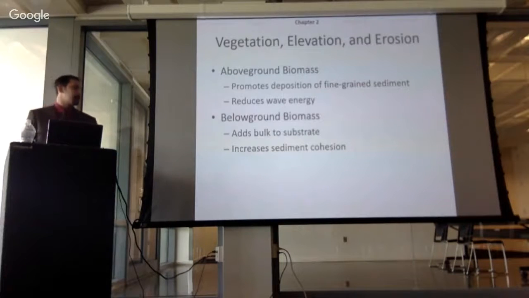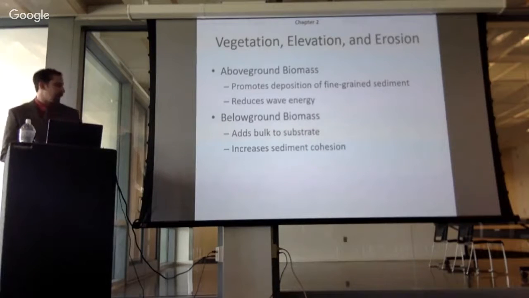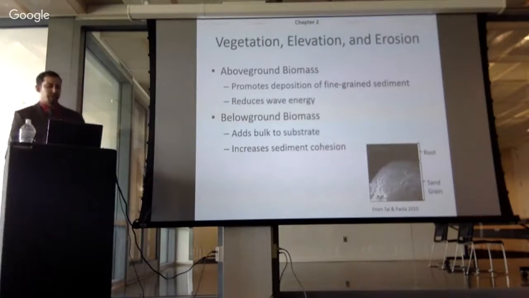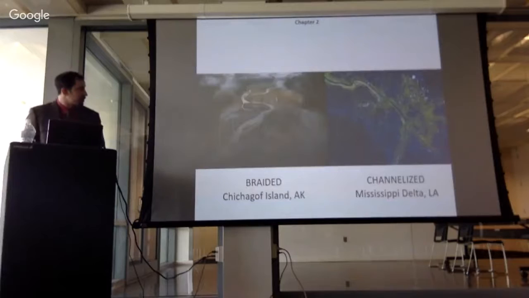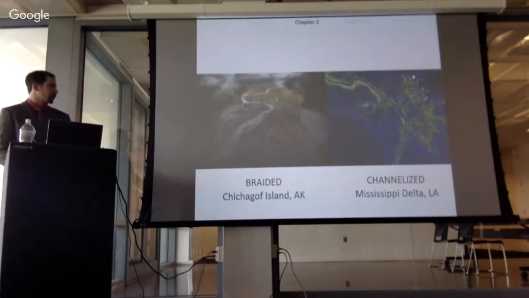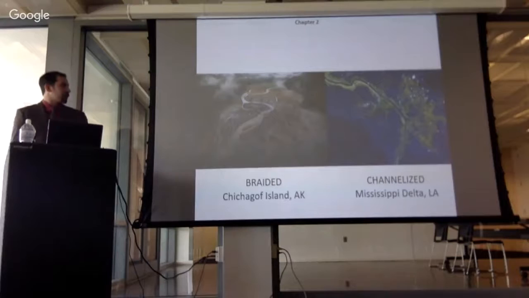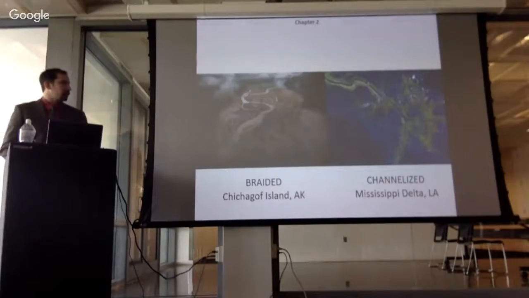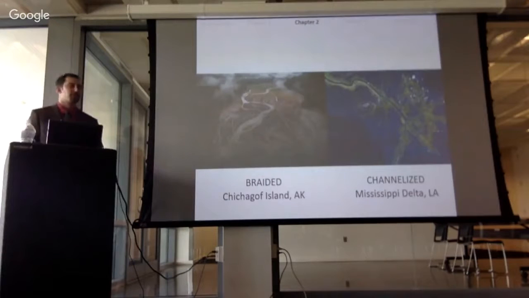While the below ground biomass takes up space within the sediment, causing, again, elevation gain. And it also physically binds its root hairs to individual sediment particles. That increases the cohesion of the sediment, which should, again, reduce erosion. Now, less cohesive, more erodible sediments associated with a river delta will exhibit this braided morphology to the left, where there are a lot of interconnected channels, a lot of channel switching, while more cohesive, less erodible sediments will display a channelized morphology such as that to the right.